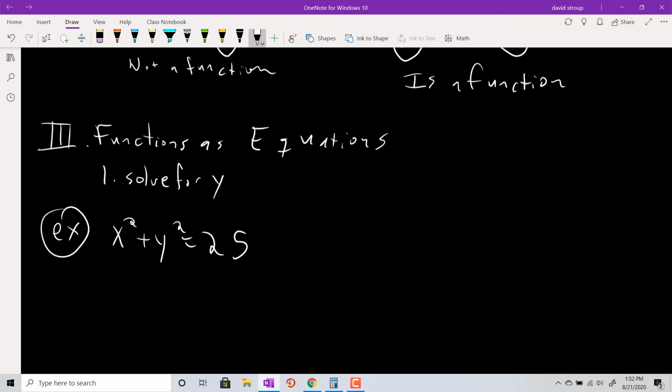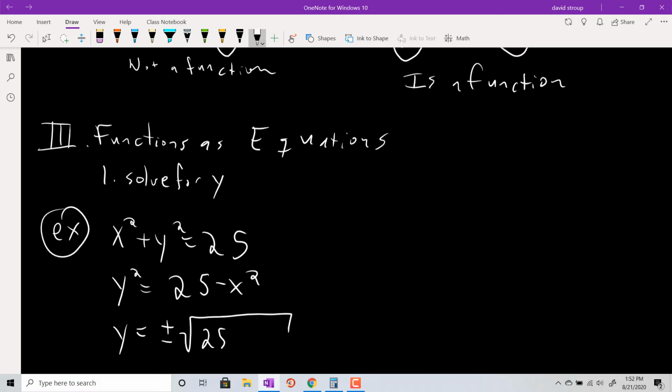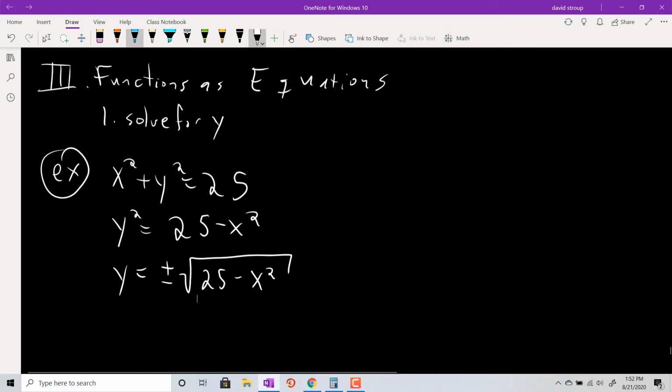Let's go ahead and solve for y. I move the x squared over, and then I take the square root property. So y is plus or minus the square root of 25 minus x squared. This is bad news. As soon as I see that plus minus pop up, it's not a function, because for most x values, you're going to end up with 2 different y values.